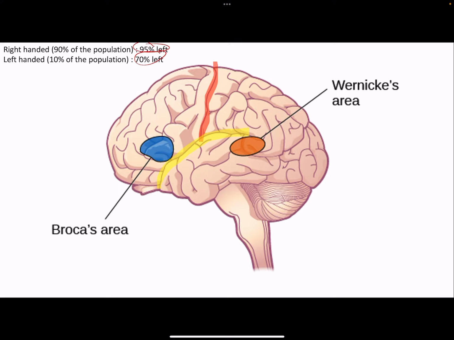Again, that's really important for Broca's area, which is for speech production, and then Wernicke's area, which is for speech comprehension. So when in doubt, it's just safe to say that the language center will be on the left side.